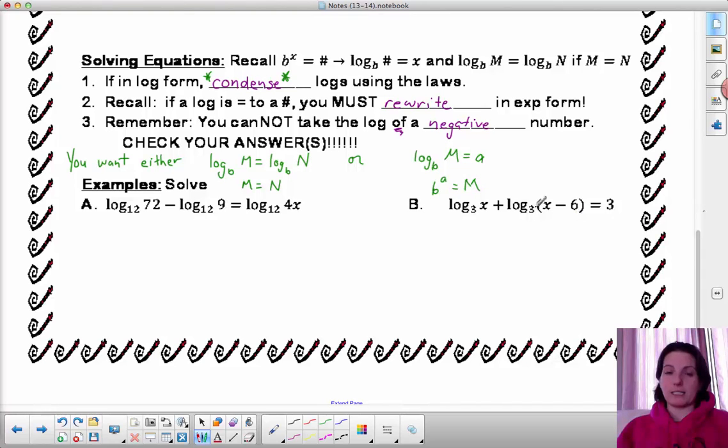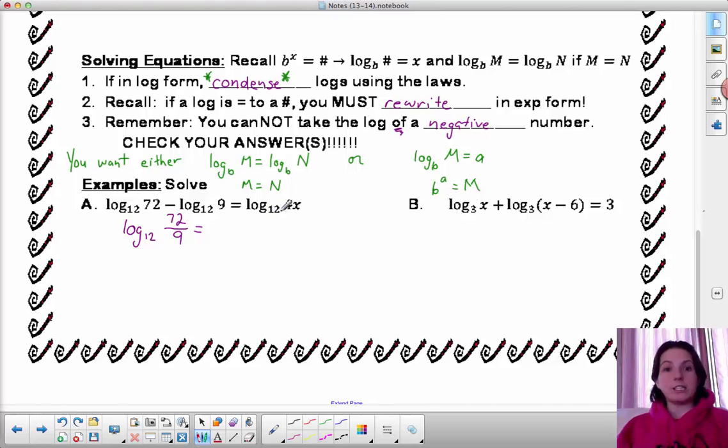So the first thing you want to do is condense it down so that you can either make log with base equal to log with base, or log equal to a number. So let's do that step first, and then we'll come back and look at it again. In this first one, it's a subtraction. So my first thought is that I'm going to have log base 12 of 72, the coefficient is positive, so it's in the numerator, minus log of 9, so that 9 goes in the denominator.